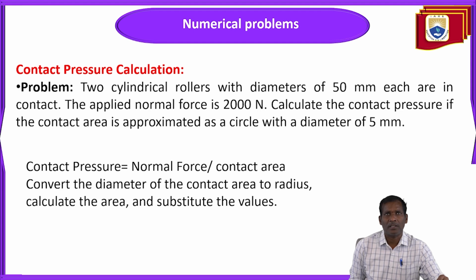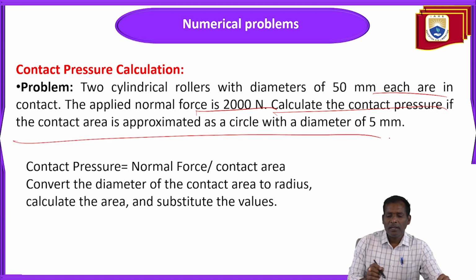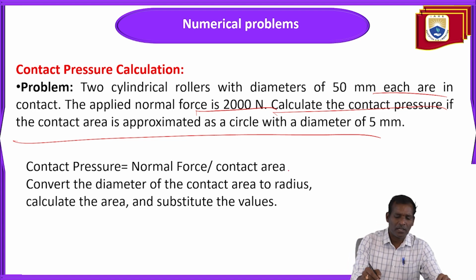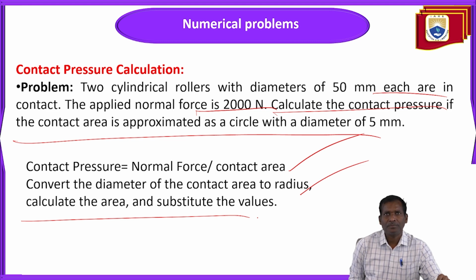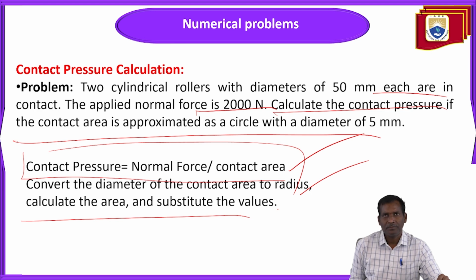Next, contact pressure calculation. So whenever two cylindrical rollers with diameters 50 mm each are in contact, the applied normal force is 2000. Calculate the contact pressure, if the contact area is approximated as a circle with a diameter of 5 mm. So here contact pressure is normal force per contact area. Convert the diameter to radius, calculate the area and substitute the values. The contact pressure is the normal force upon contact area.